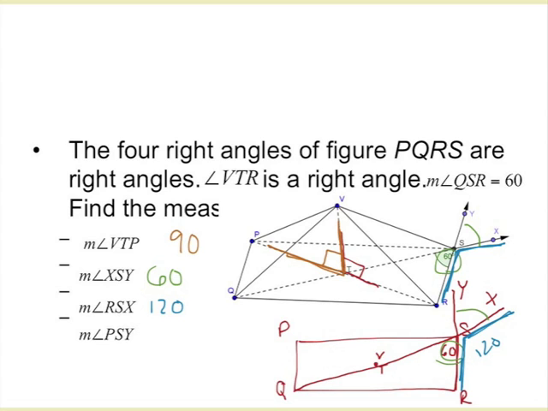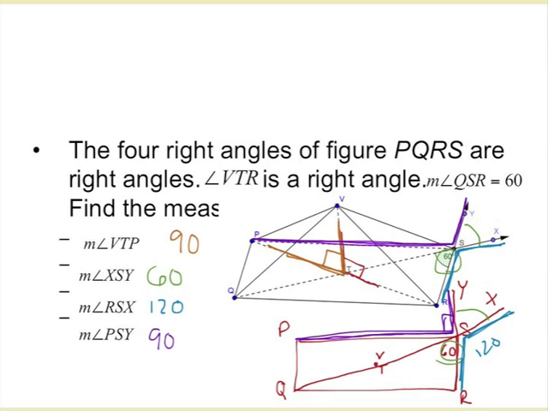PSY. If we look at the original picture, this one tends to be rough for students. But if we look down at the second picture, how big is PSY? 90. 90, because it's coming off the corner of the rectangle. So it doesn't look like it in the original picture. But once we take some of that perspective out, then we can see that that should be a 90-degree corner.